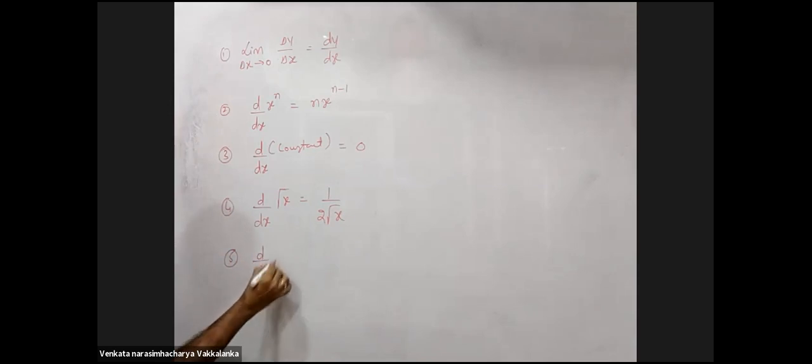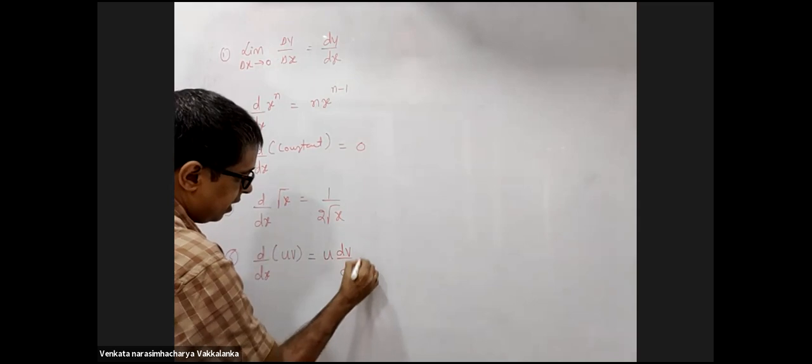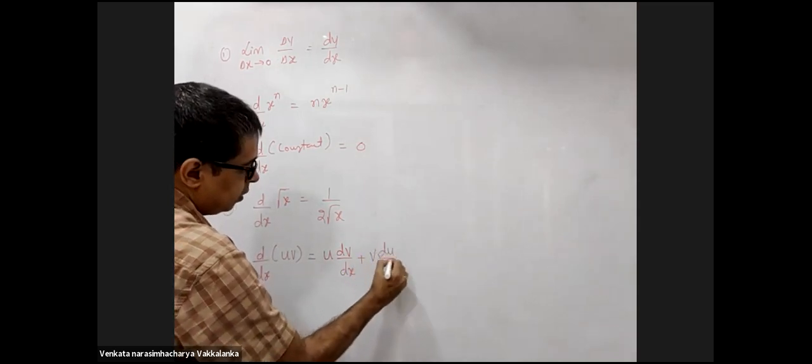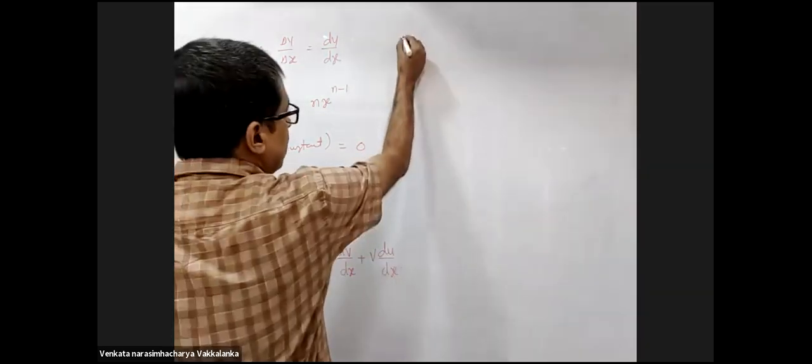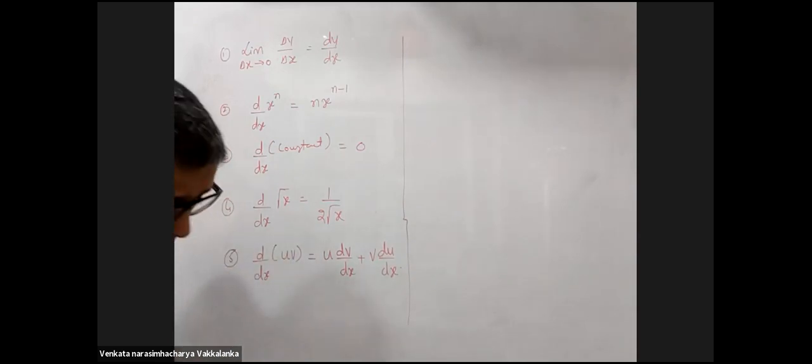Then we said d by dx of u into v, both u and v are functions of x, is u into dv by dx plus v into du by dx. We have learned till here. Everybody clear about this? Yes, sir. We will go one more step ahead. You will summarize this first. I need to rub the board. Make it very fast.